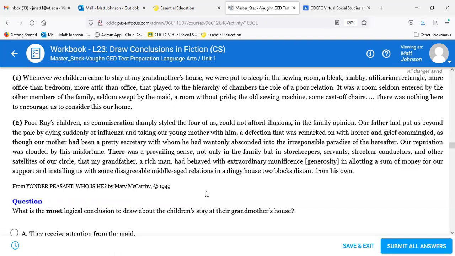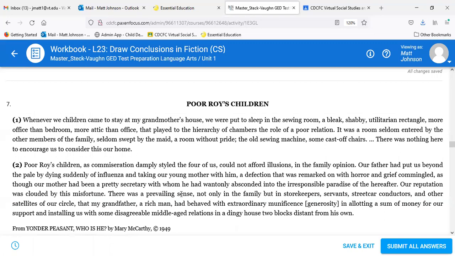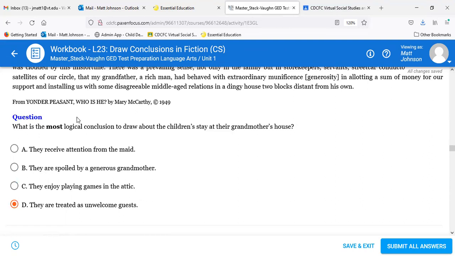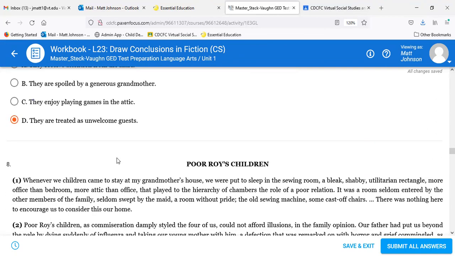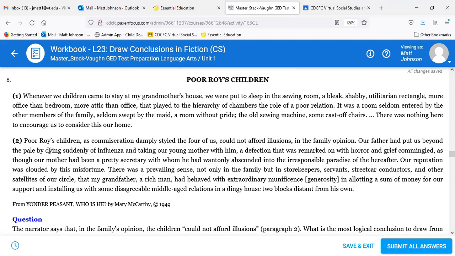So he doesn't even live with them, right? He doesn't live with them. Then we hear when they visit their grandmother's house that they're put to sleep in a sewing room that's basically between an attic and an office, just not great conditions. So we can draw a conclusion that they're not welcome. The death of their parents caused some issue and strain there, and it's not a situation that their grandparents want to take care of them.